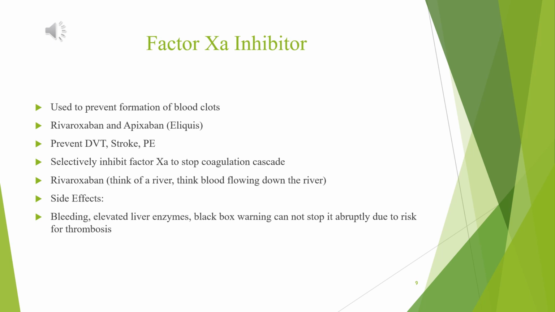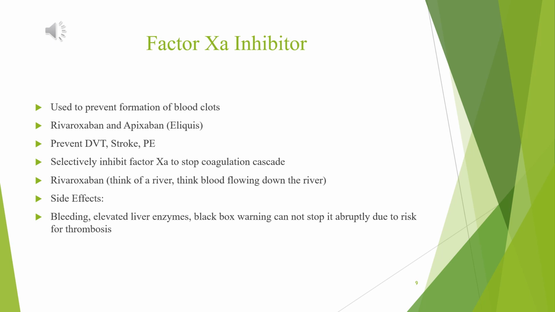So our factor 10A inhibitors are used to prevent formation of blood clots. Rivaroxaban, it's a hard one to say, Rivaroxaban, and apixaban. These are common ones that you're going to see. These are factor 10A inhibitors. So this is like Eliquis. So we give these to patients to prevent DVTs, stroke, and pulmonary emboli. They selectively inhibit factor 10A to stop the coagulation cascade.